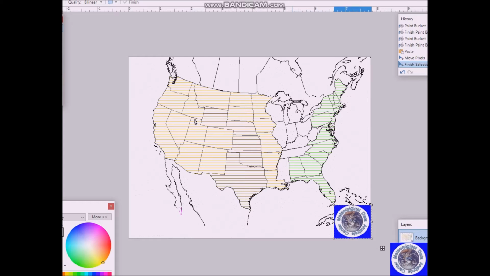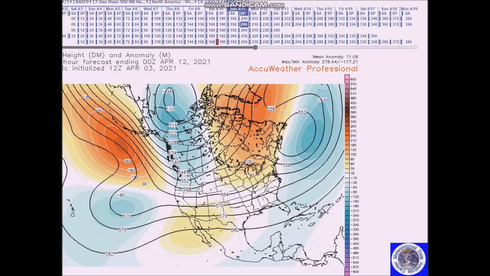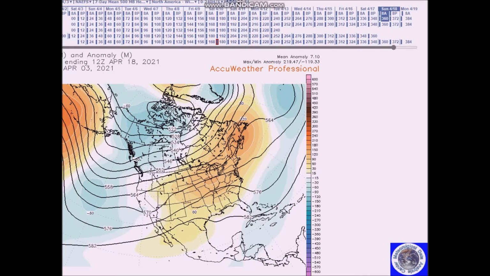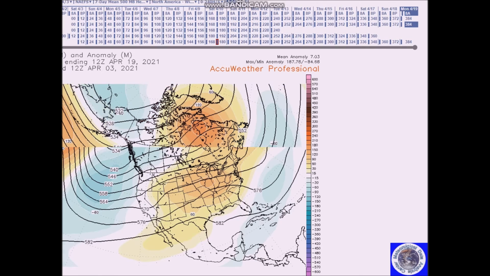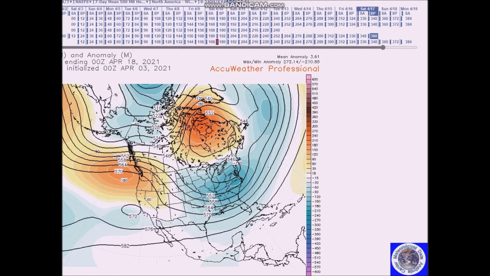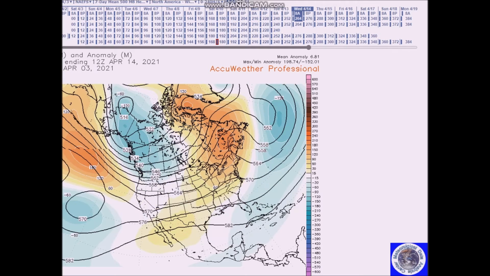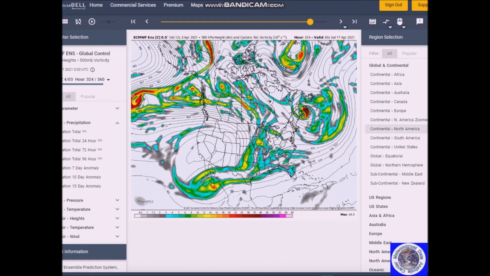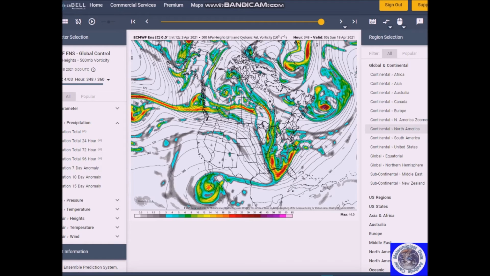Taking a look at the period for April 16th to the 20th. We have a zonal flow forecast across much of the country. And we have a trough here, ridge remains near the Aleutians. The European ensemble still has an upper low or trough here in the east. And we'll take a look at the ensembles. We'll try to speed up a little bit. And here's the trough or upper low here on the European ensembles.